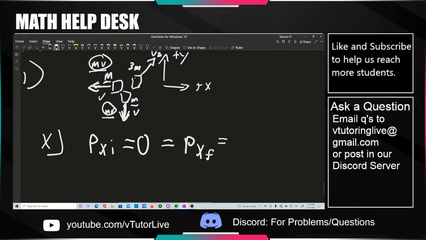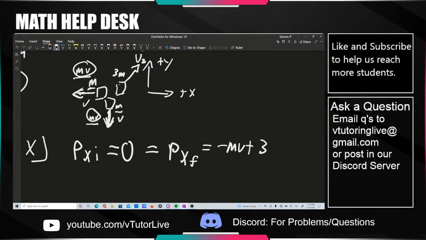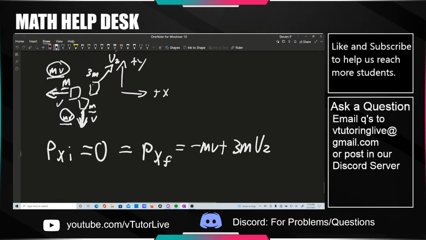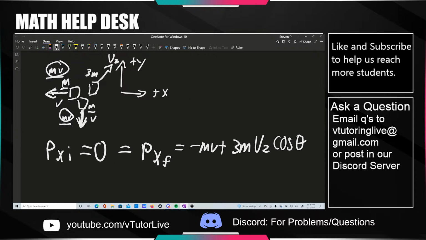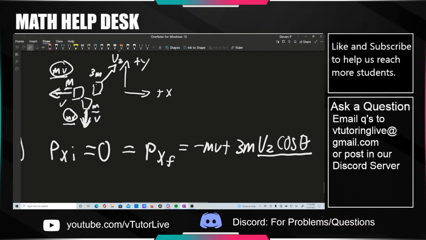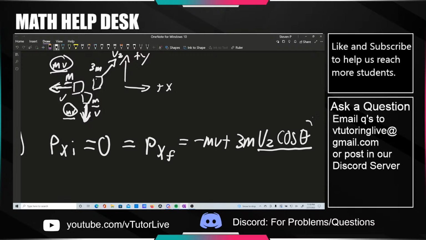which is equal to, I think this one over here is minus mv, that's from the mass going leftwards, plus 3m, this is the mass of 3, times v2 cos theta, right? And like I said earlier, because it had this nice symmetry to it, you can figure out what this theta is immediately. And then at this point, it should just be very easy solving for whatever v2 is. Right, because 0 is equal to all this stuff. So just solve for v2.